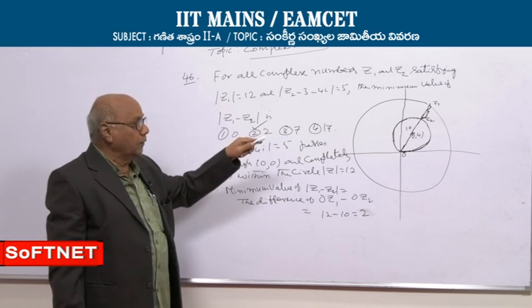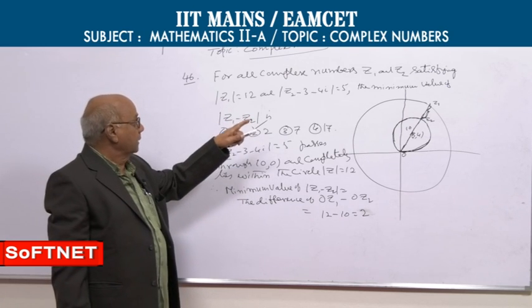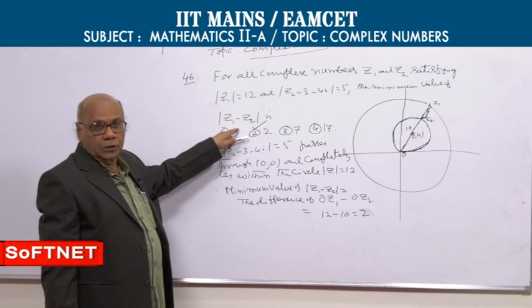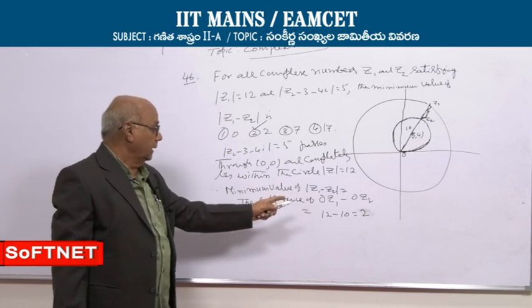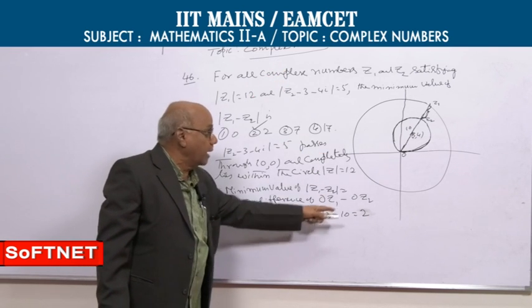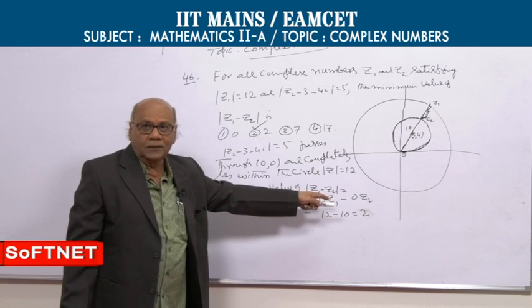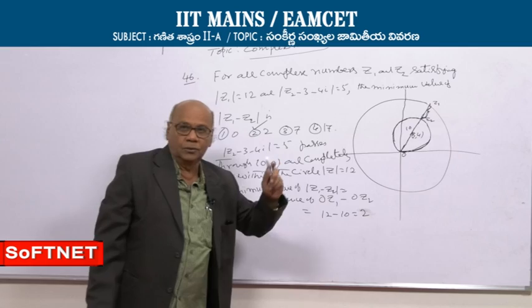So the minimum value of mod Z1 minus Z2 is the difference of that: 12, the radius of the bigger circle, minus the diameter of the smaller circle. So that is 12 minus 10 is equal to 2 itself.